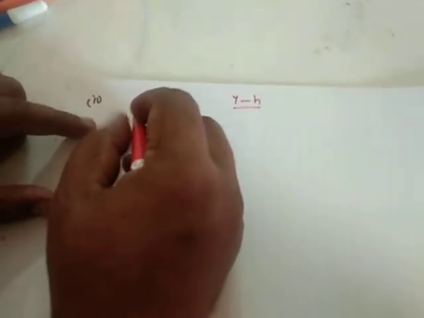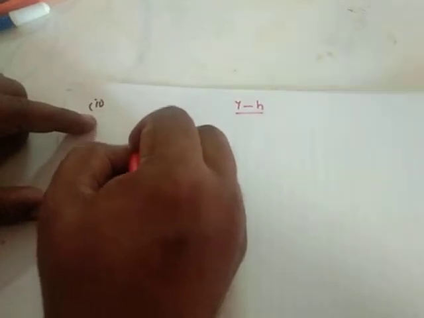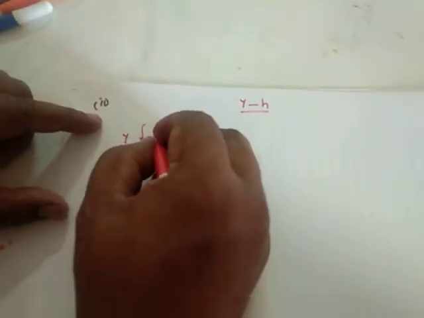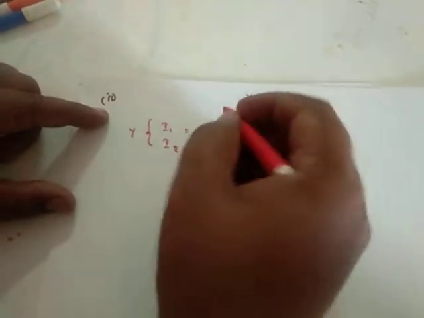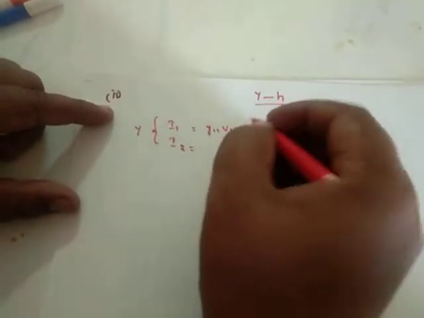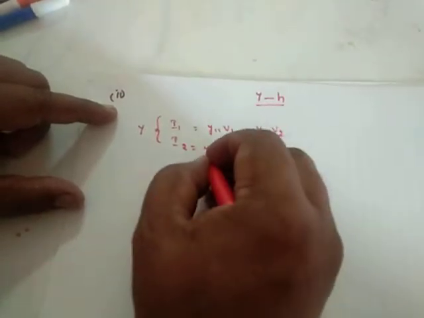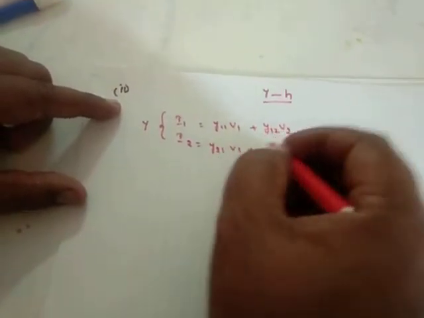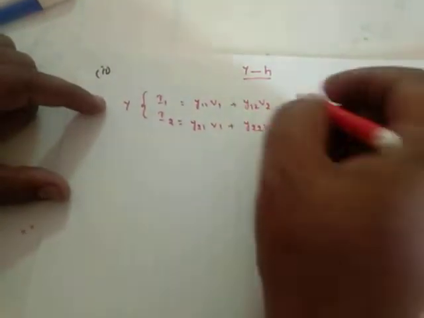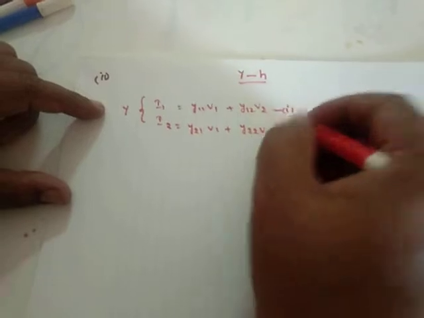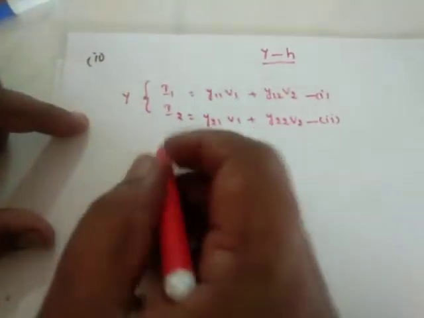Okay, for that we know the basic equations in Y parameters. Mainly here the dependent variables are I1, I2. I1 is equal to Y11 V1 plus Y12 V2, and I2 is equal to Y21 V1 plus Y22 V2. So these two are the basic equations used in Y parameters.